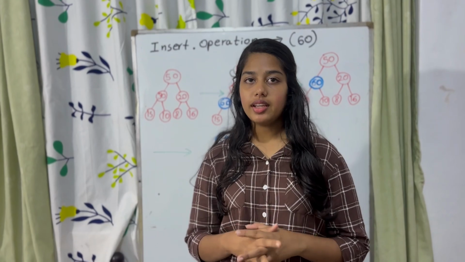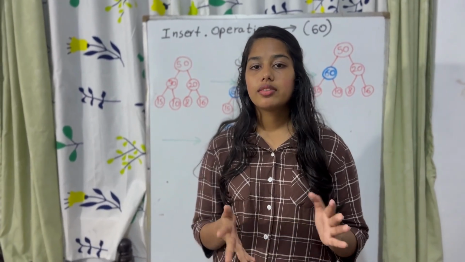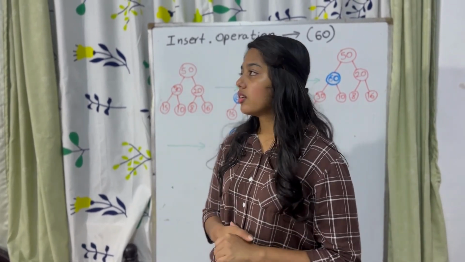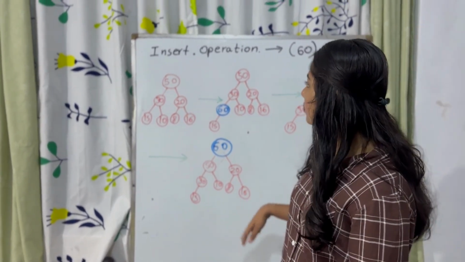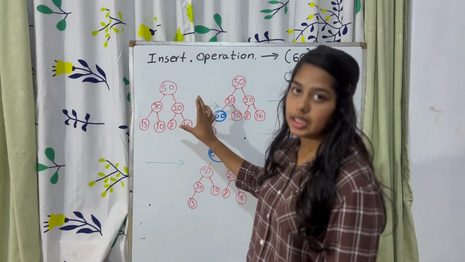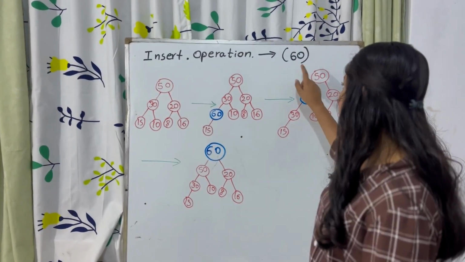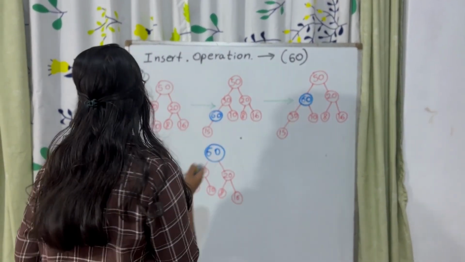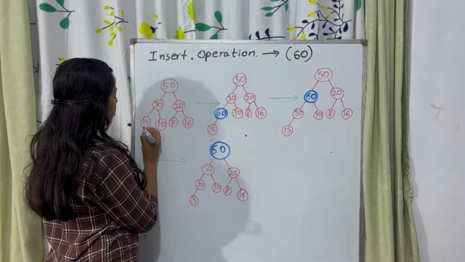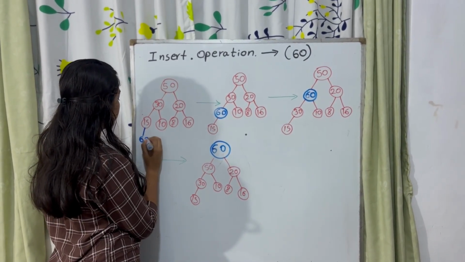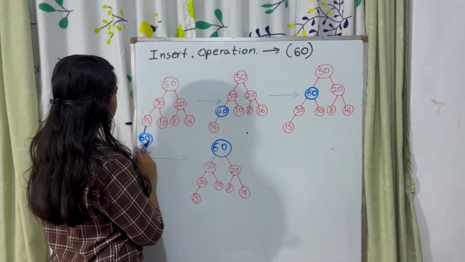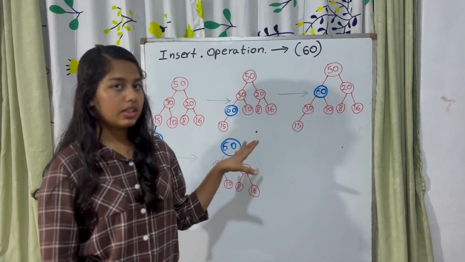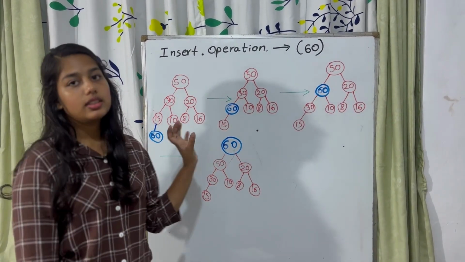In the heap tree, we have two operations. First one is insert operation and second one is delete operation. Let's do the insert operation to the max heap. Here we are going to insert 60. So we are going to add 60 to here. Because when we are adding a new element, we have to add it from left to right.